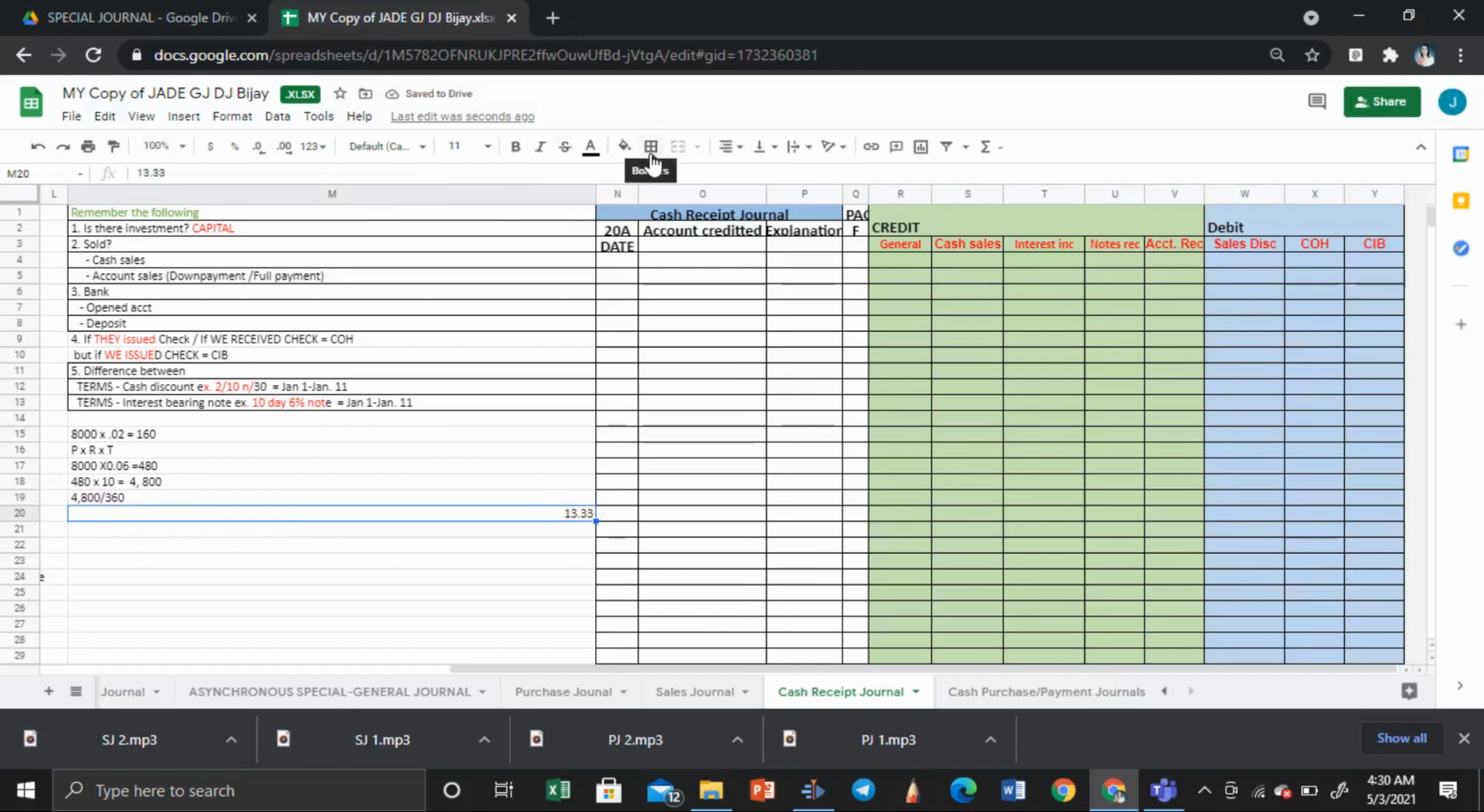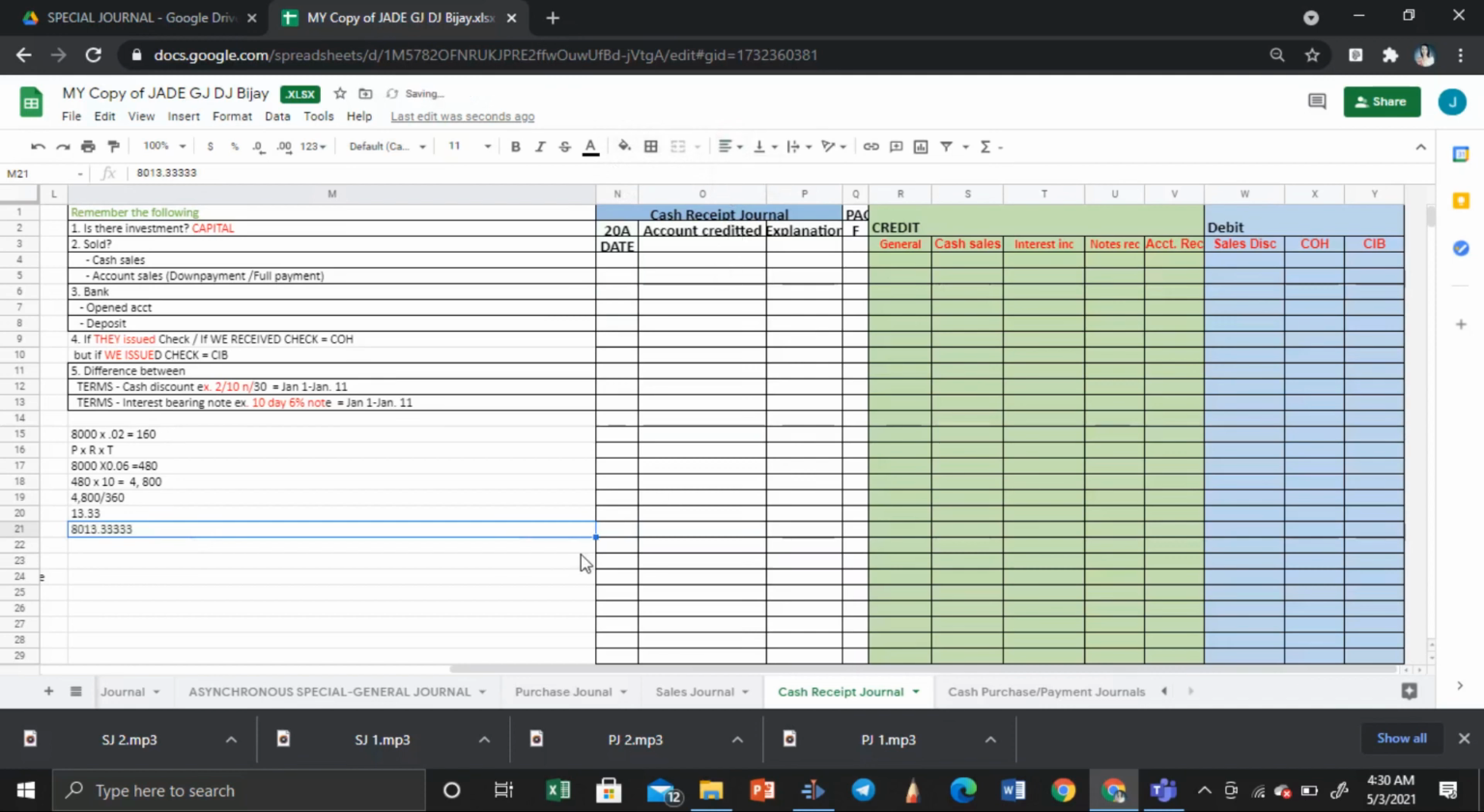Ayan, yung 13.33 na yan, teka lang, align lang natin. Yung 13.33 na yan ay yung interest income na i-record mo dito. Ibig sabihin, ang kabuuang payment niya, all in all, pag inadd pa natin yung 13.33 plus 8,000, ilan ang lalabas? 8,013.33 na. Yung 8,013.33 na yan, ayan na yung pinaka payment sa atin nung customer.